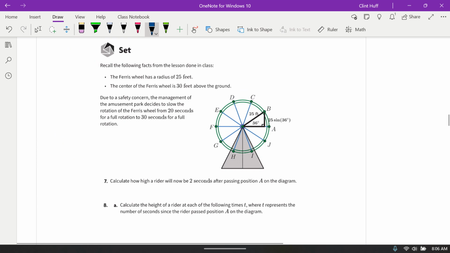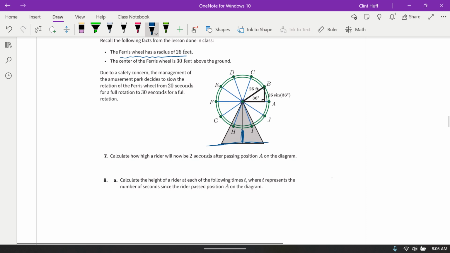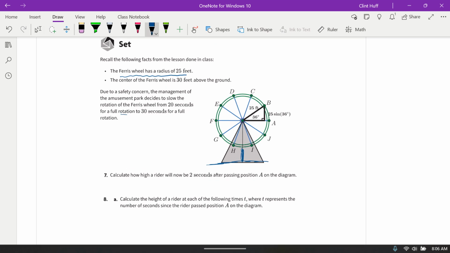All right, so the next set of problems can be a little bit daunting here with this Ferris wheel. It says the Ferris wheel has a radius of 25 feet. So from the center of the circle out to either A, B, C, D, E, any of those letters is 25. And it's 30 feet off the ground, which means this little piece down in here, this is the ground, that must be 5. It says that the Ferris wheel does a full rotation in 30 seconds. So it goes 360 degrees every 30 seconds, which if we reduce that is 12 degrees per second.